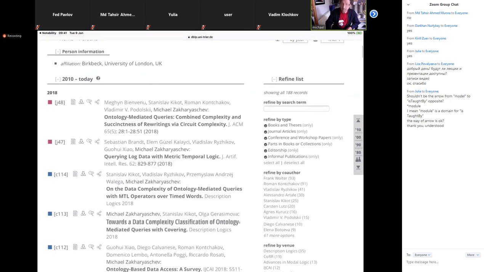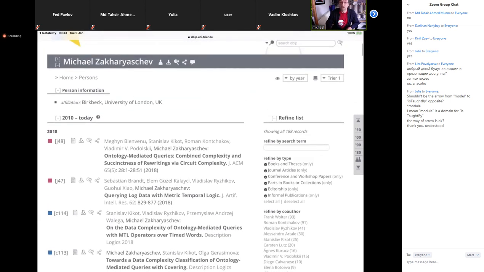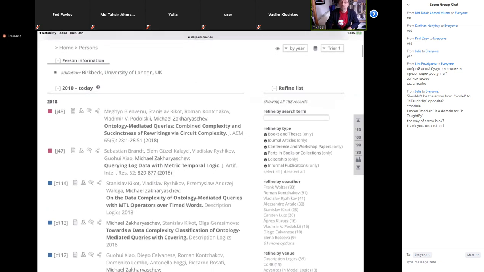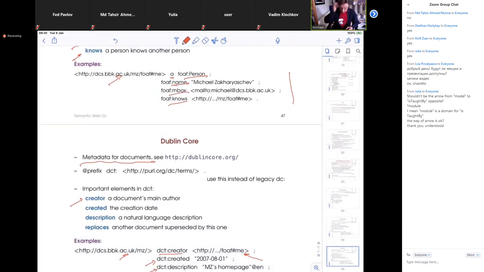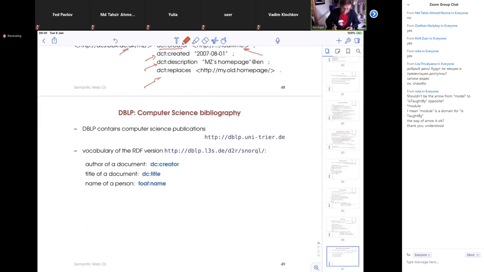There are my publications in human readable form, but you can also find the same information in RDF form. It should be somewhere in this gray line in the middle. So your computer agents can query this information. And there you have things like the author of a document, title, name, affiliation, and so on.